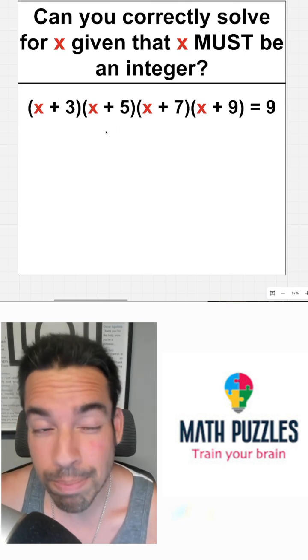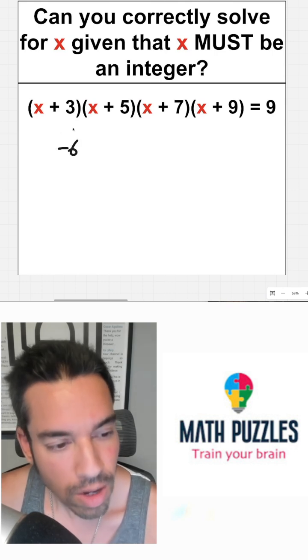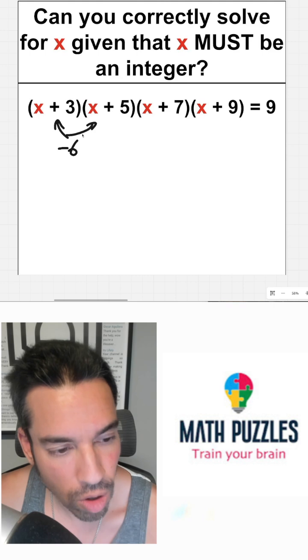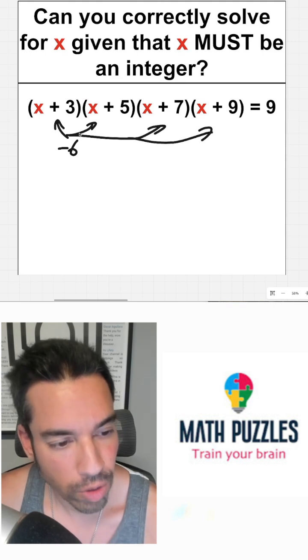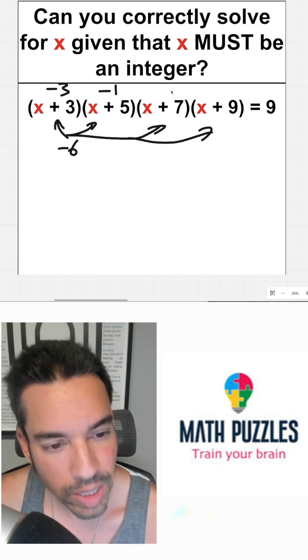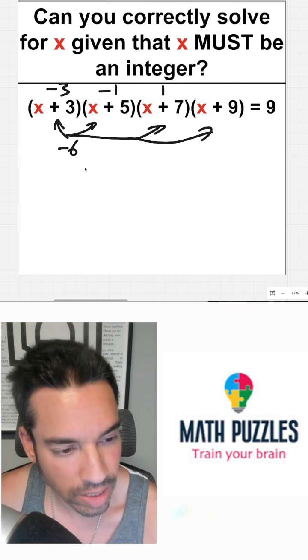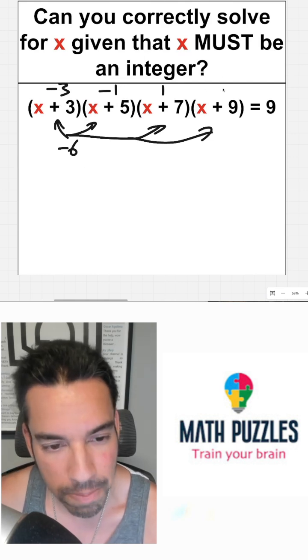Now let's go deeper into the negatives. Instead of -4, let's try -6. So when we plug in -6 into all of these, let's see what we get. Here we're going to get -3. Here we're going to get -1. Here we're going to get +1. But the good thing is we've got 2 negatives, so those are going to cancel out. Last but not least, -6 plus 9 is 3.